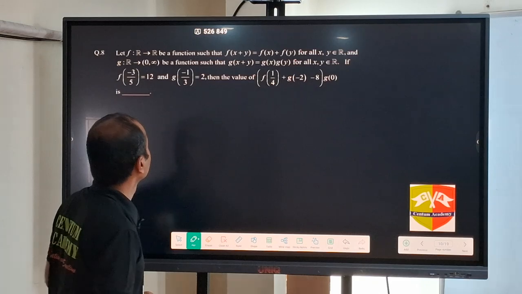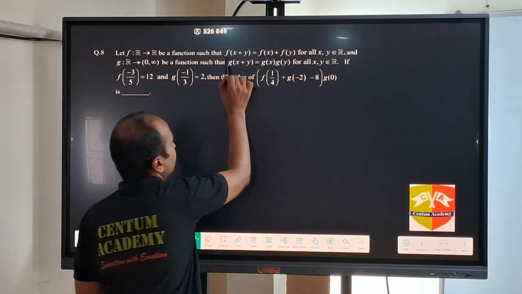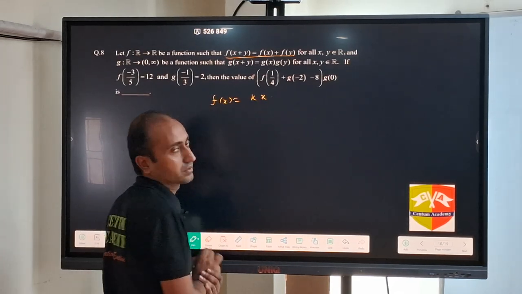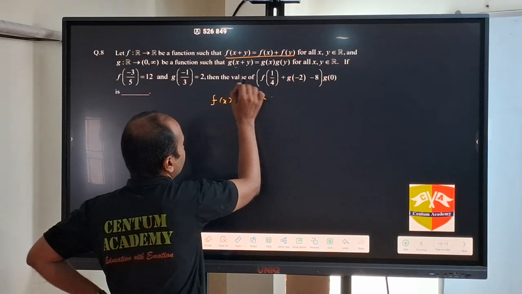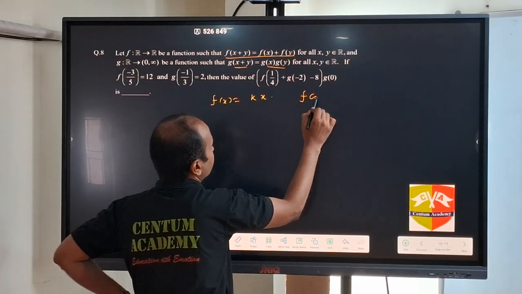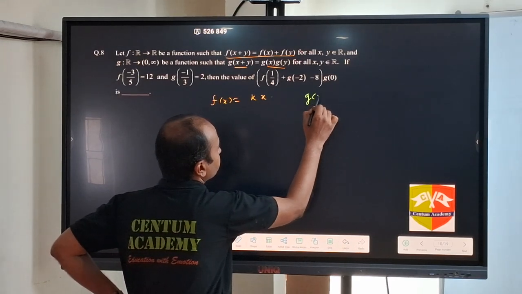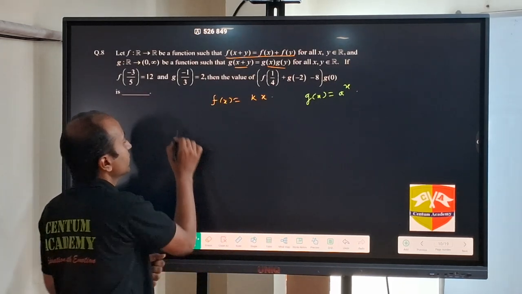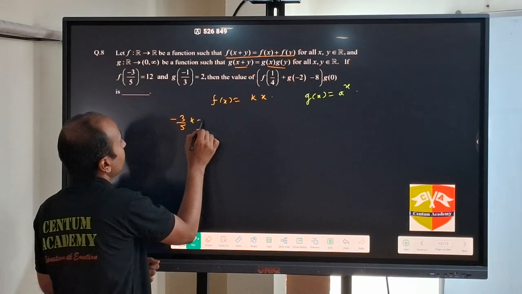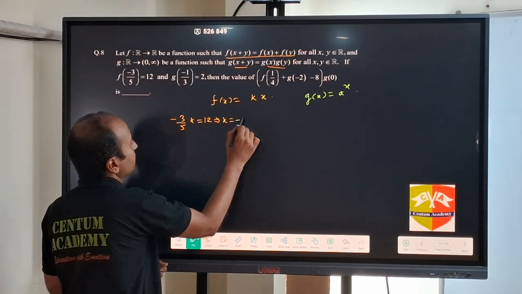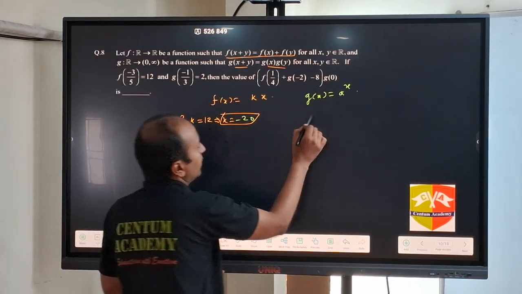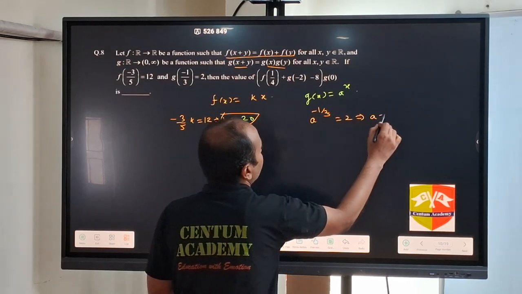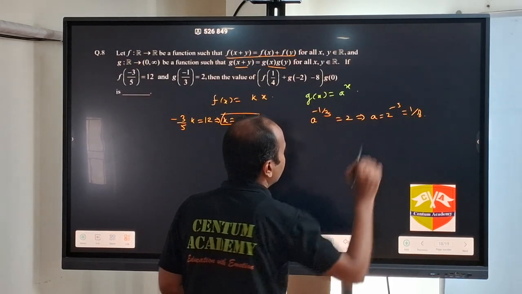Next question is, we have been given two functional equations. We know that a solution of this functional equation is f of x equals some k times x. And which is the expression which converts addition into multiplication? It's the exponential function. So this g of x is a raised to the power x. Now how do we find the value of k and a? Using the given relations that f of minus 3 by 5 is 12, so minus 3 by 5 k is equal to 12. So my k is minus 20 and my g of x, a raised to the power minus 1 by 3 is equal to 2. So a will be 2 raised to the power minus 3, that is my 1 by 8.